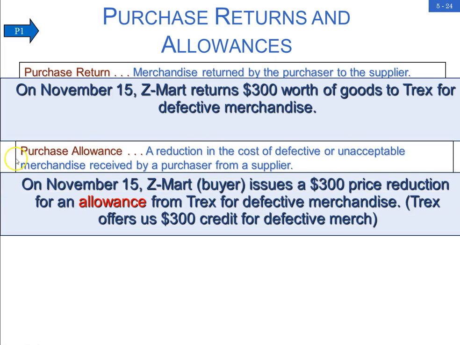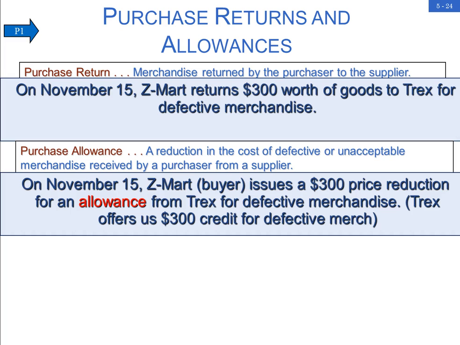Alternatively, same example, let's say on November 15, we instead call and we issue a $300 price reduction for an allowance from Trex, right? Because we have defective merchandise. So we call Trex and we say, hey, listen, we're not happy with these goods. And they say, don't worry about it. We're going to reduce your price for $300. Effectively, it's the same thing for Z-Mart, right? We can throw away the defective goods in this example, but in the other example, we actually have to ship it back to Trex. Let me show you how we account for it either way, right?